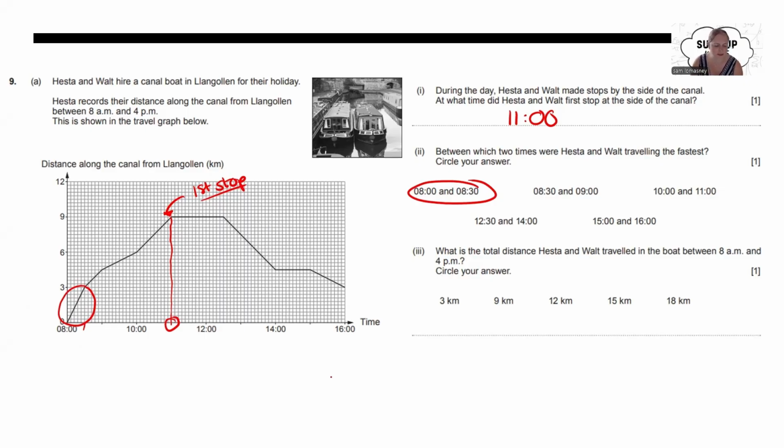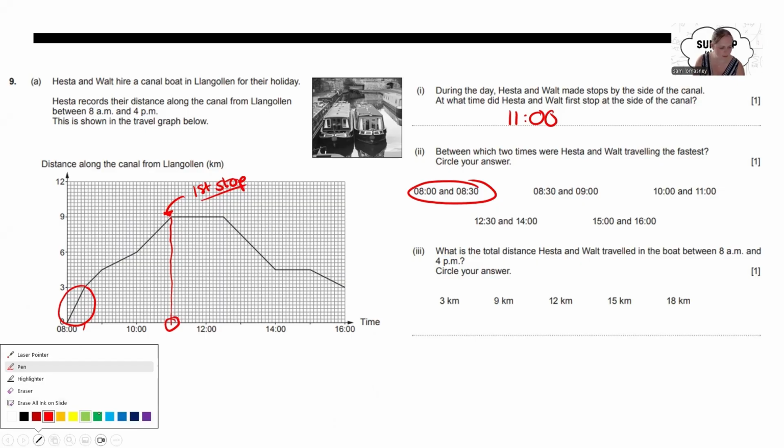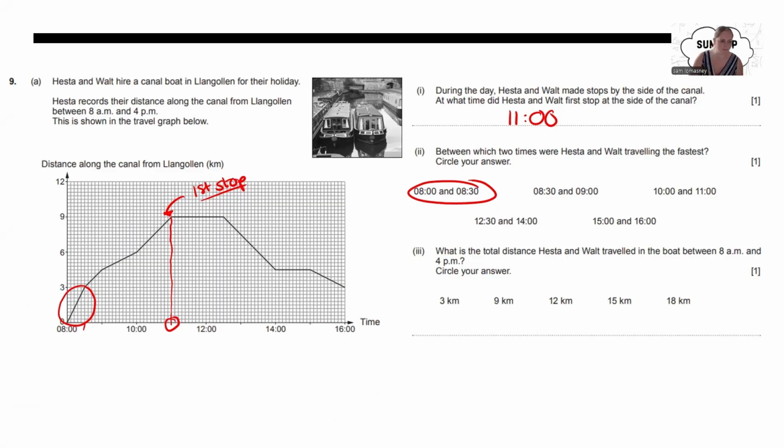What is the total distance? Right. Let's change the colour of the pen for this one. So the total distance, they start at 0 kilometres, okay? And we go all the way up to 9 kilometres, because that's where that line where they stopped happens. So at the start of their journey, they travel 9 kilometres.